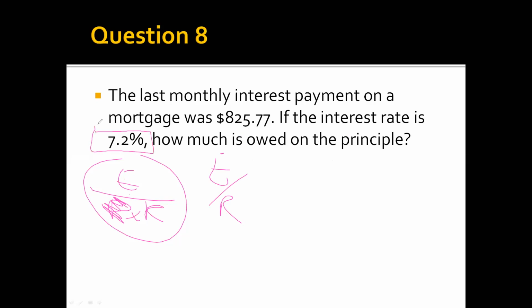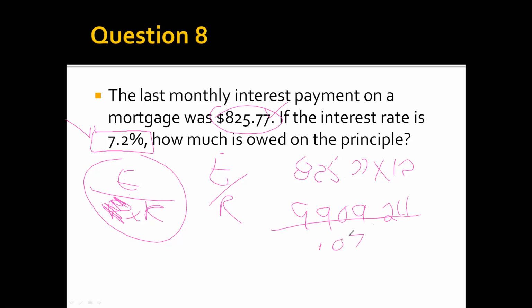7.2% is an interest rate, and it's an APR. That means it's an annual interest rate. So this is by the year, and this is by the month. We've got to convert this to the year. So we're going to take 825.77 and multiply it by 12. And that's going to give us 9909.24. Okay, and we're going to divide it then by 0.072, because that's how we write 7.2%.